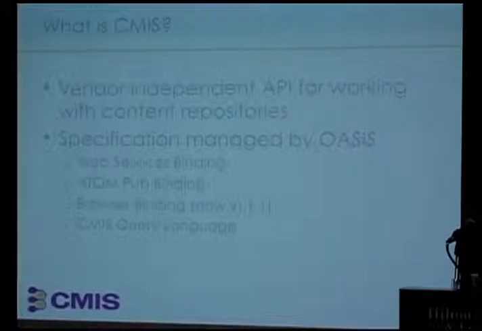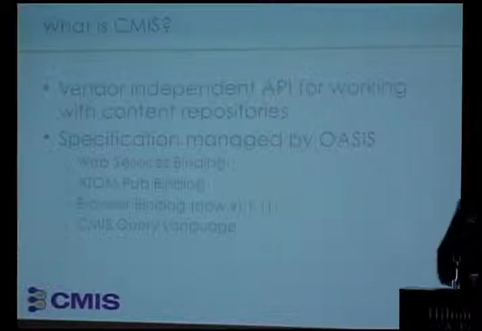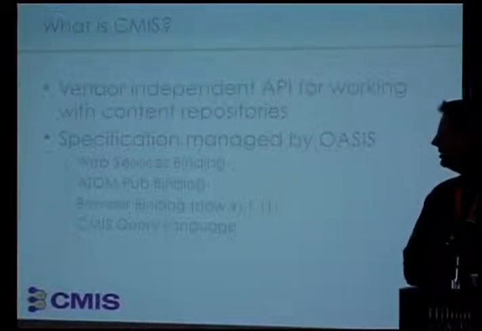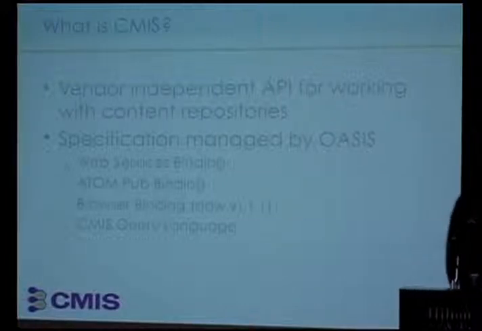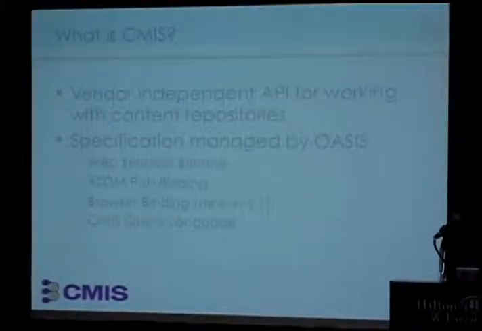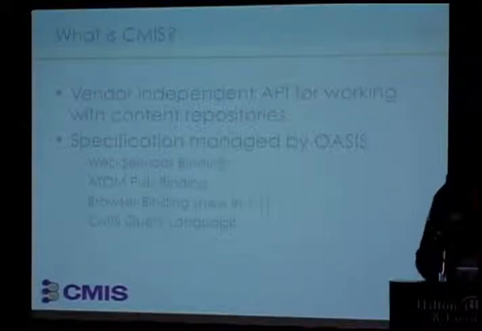CMIS stands for Content Management Interoperability Services, and it's a vendor-independent API for working with content repositories like Alfresco, Documentum, Nuxeo, you know, rich content repositories, basically. The CMIS spec is managed by OASIS, and the way that you talk to a CMIS server is through one of the bindings that's available. In CMIS 1.0, there's a web services binding and an AtomPub binding are the two choices that you have there. But CMIS 1.1 has just been made a committee draft, and it adds a third binding, which is a browser binding, which is based on JSON. So that's coming in 1.1.